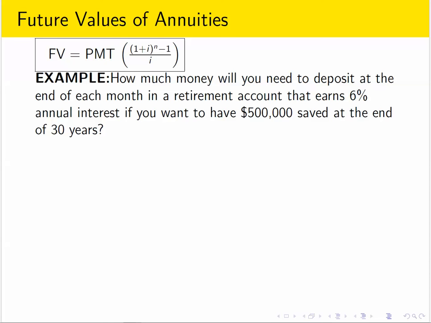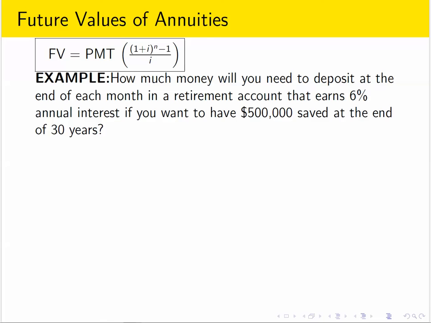Let's look at a couple more examples of calculations we can do with our formula for the future value of an increasing annuity. First of all, let's ask this kind of question. How much money do we need to deposit each month in order to reach a certain savings goal?